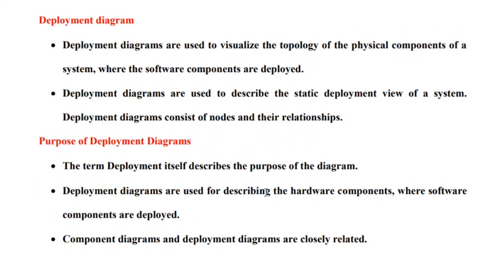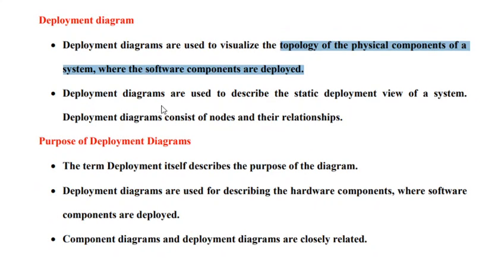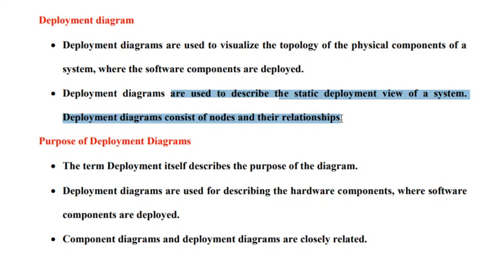So the deployment diagram is a diagram that is used to visualize the topology of physical components. So the place where the physical components will actually be residing during execution time, right? Or the place where the physical components will be residing when the physical component is to realize a business. So deployment diagrams are used to describe the static deployment view of a system. So a deployment diagram consists of nodes and relationships.